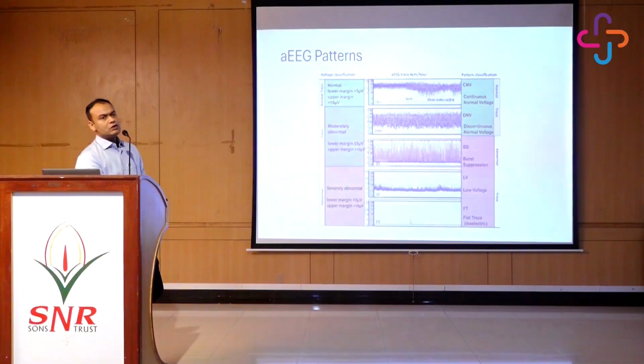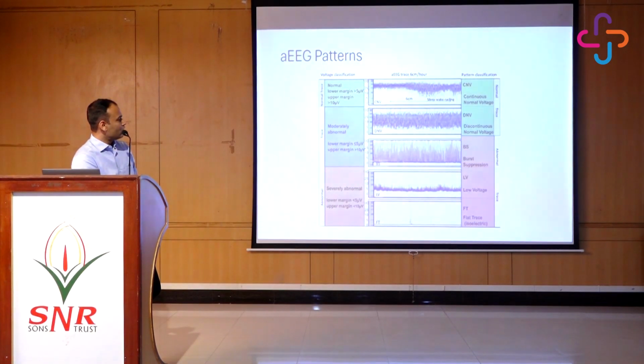Whereas if it's a mildly affected baby, or a baby who is slightly premature, it's called a discontinuous wave pattern, where the lower border is just about 5 or slightly less, and the upper border is still more than 10. But it will not have a sleep-wake cycle change. So this is discontinuous but still normal voltage.